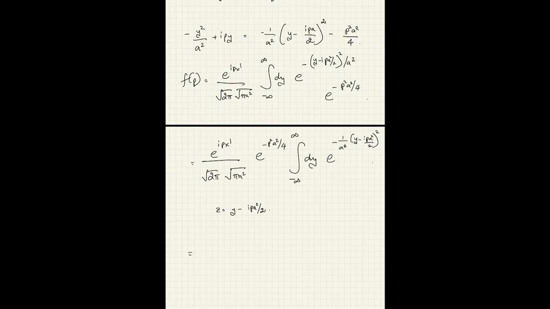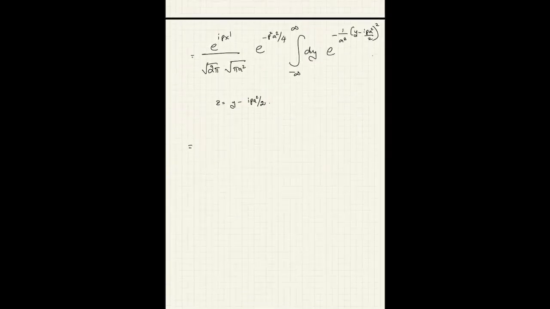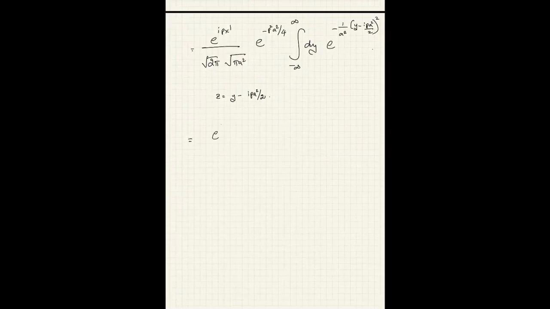So I can write this as e to the i p x prime e to the minus p square a square over 4, divided by square root of 2 pi square root of pi a square, times the integral from minus infinity to plus infinity dz e to the minus z square over a square. And this is simply a very simple Gaussian integration. And this, hopefully, you already know to be square root of pi over a.